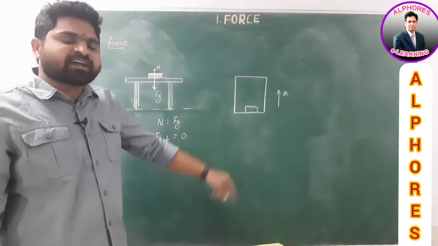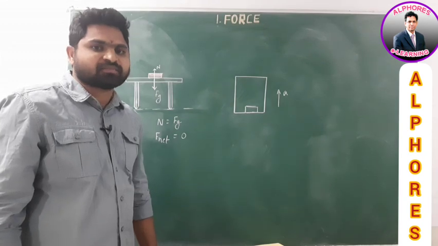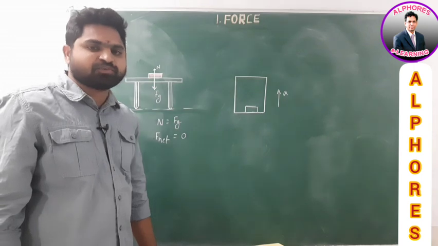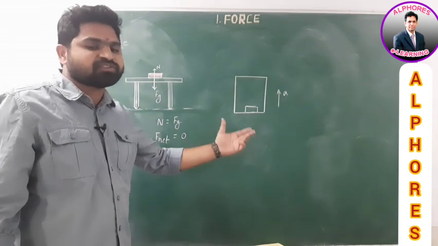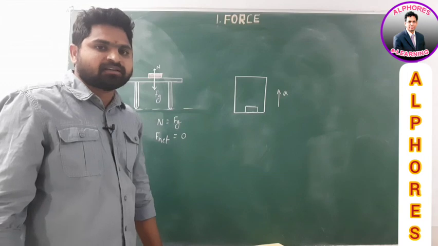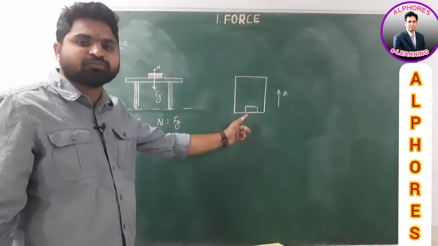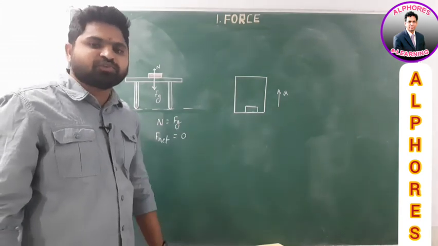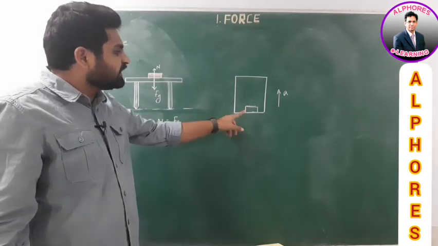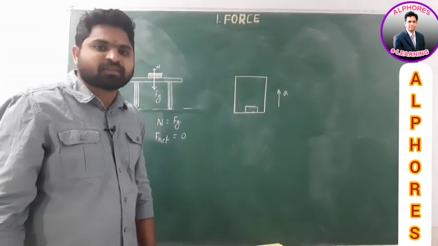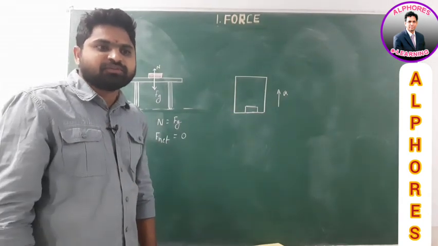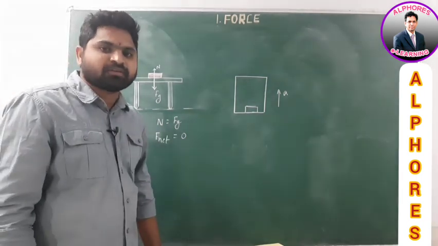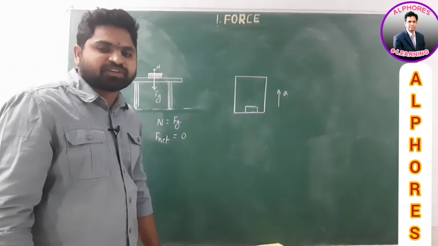Now what forces are acting on this object? What is the state of this object? Is it at rest or in motion? I already said that the lift is moving upwards with an acceleration a. So we can say that this object is also moving along with the lift upwards. The state of the object is motion. Now what is the net force acting on this object? Before knowing the net force, we first need to know the forces acting on this object. What are the forces acting on this object?